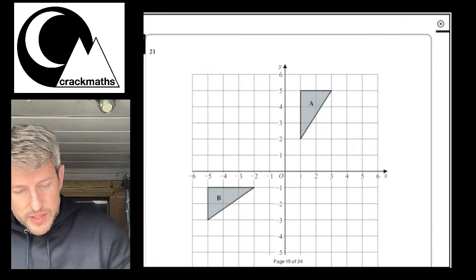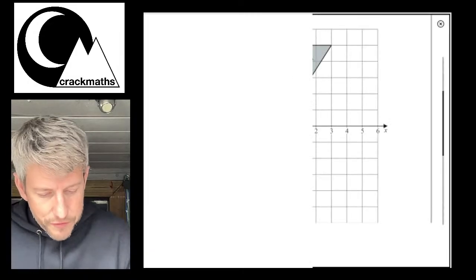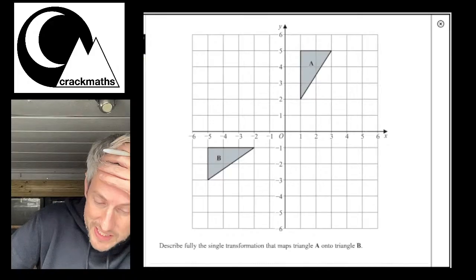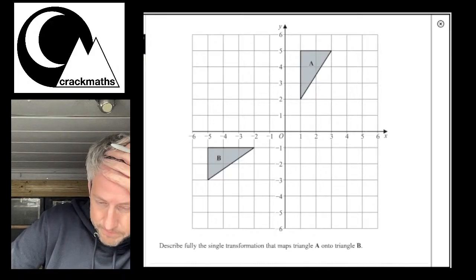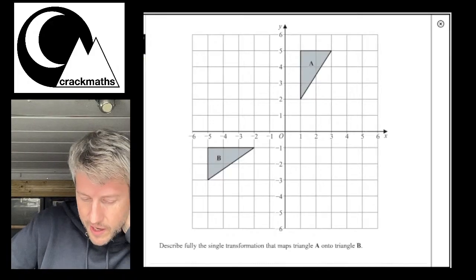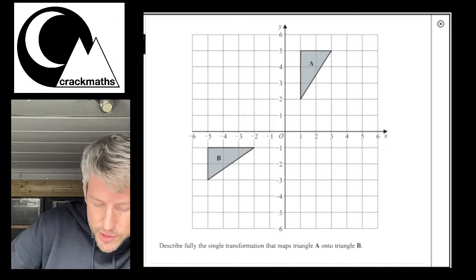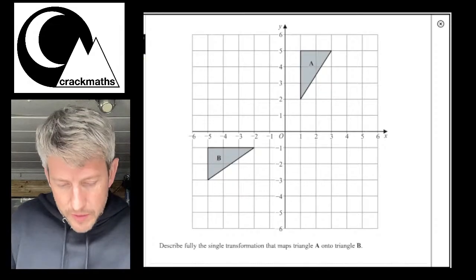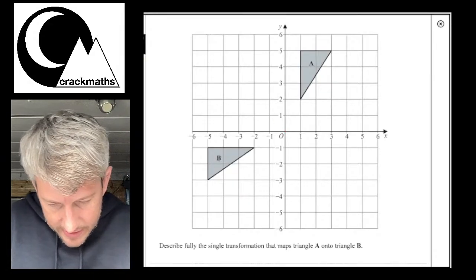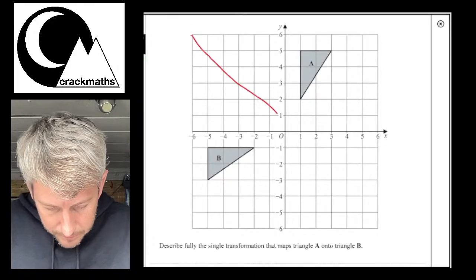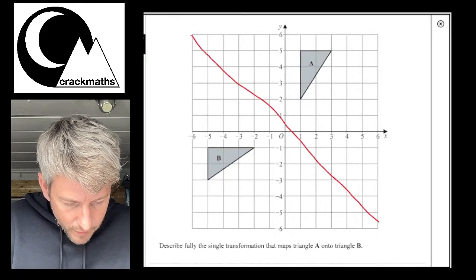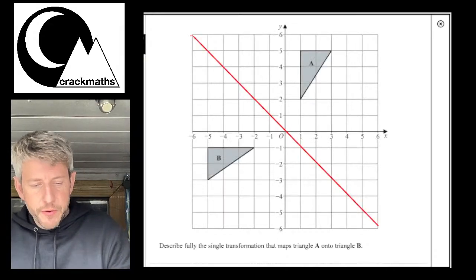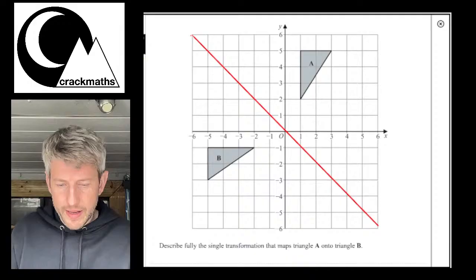Let's move on to the next question. All right, so here we go. We've got a question here, and it looks like this shape has been, what has it been? It's been reflected. It says, describe fully the transformation that maps A to B. So this one has been reflected over the line y equals x.